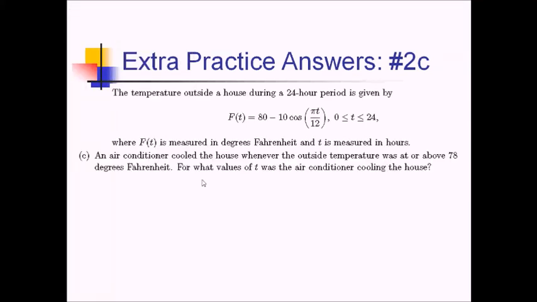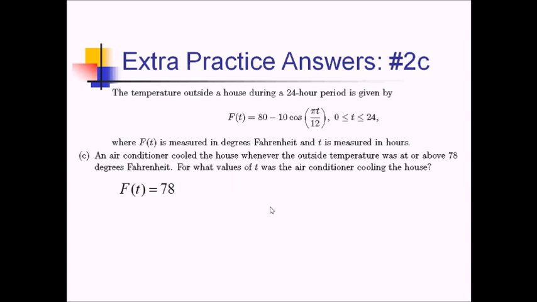For part C, they said an air conditioner cools the house whenever the outside temperature is at or above 78 degrees Fahrenheit. So for what values of t is the air conditioner cooling the house? So for this one, we need to figure out when this f of t function equals 78. And I'm going to do this on the calculator, and then whatever interval gives us that's above that 78 or equal to it, that's going to be when our air conditioner is cooling the house.